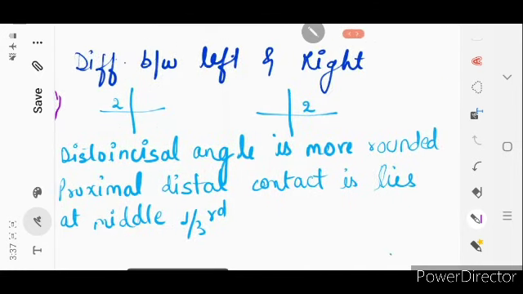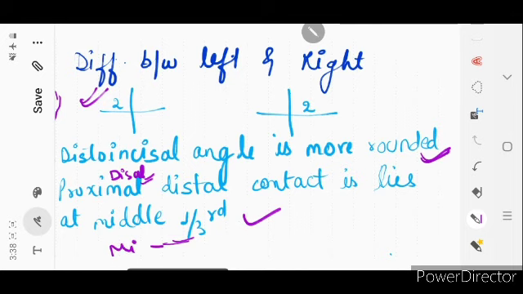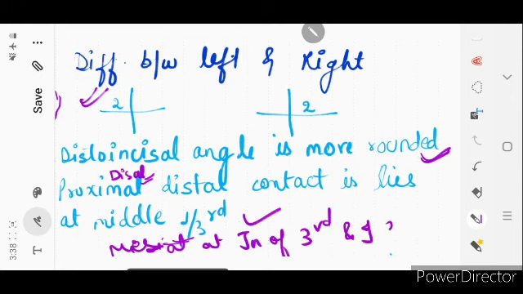Now let's talk about the difference between the left and right side. First we will differentiate it from the formulas, and second by the disto-incisal angle, which is more rounded. So we can identify which side is distal. And the proximal contact lies at the middle third. In the distal aspect, the contact area was at the middle third, and on the mesial side it was at the junction of the middle third and incisal third.